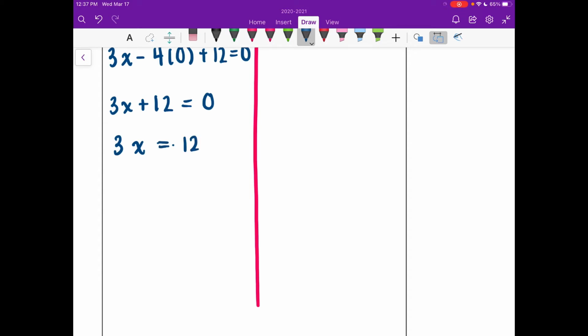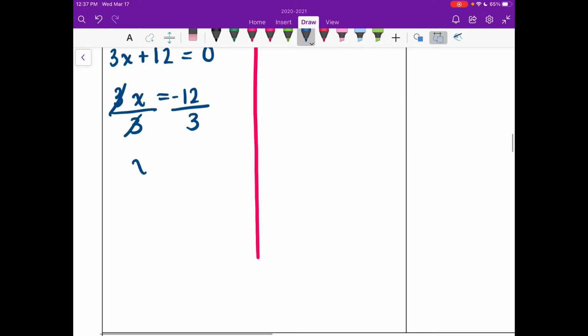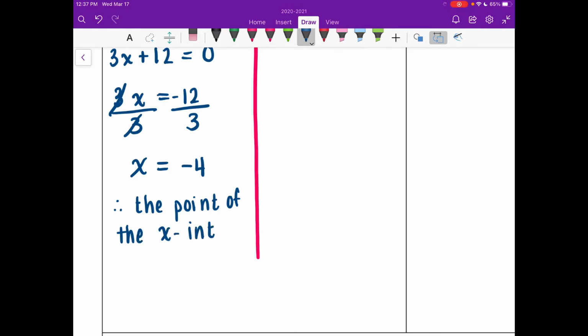Right? So I have negative 12 because I have minus 12 on both sides. Divided by 3, divided by 3. So x equals negative 12 divided by 3, which is going to give me negative 4. That means, therefore, the point of the x-intercept, or the coordinates, is negative 4, and the y we already said was 0 because we had that already.